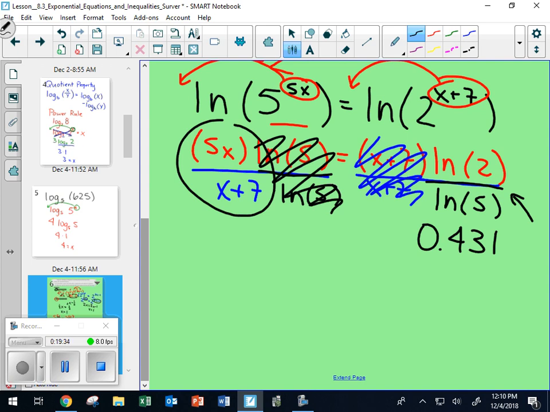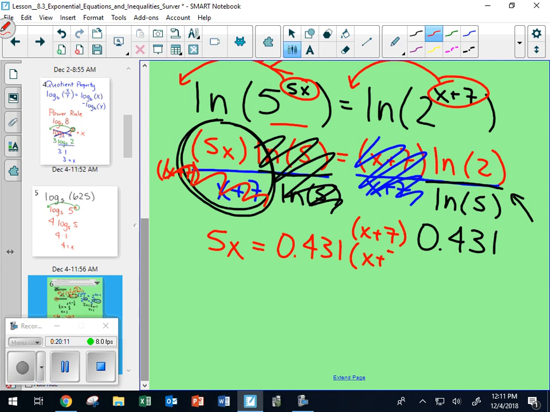Awesome. So now we have some number on our right-hand side, and we have this equation of 5x divided by x plus 7 on the left-hand side. But we still need to solve for a single x. Well, now that we've got just a number on our right-hand side, let's put our x plus 7 back on that side. If we do that, we cross this out, and all we're left with again on our left side is 5x. And over here on the right, we have 0.431 times x plus 7.